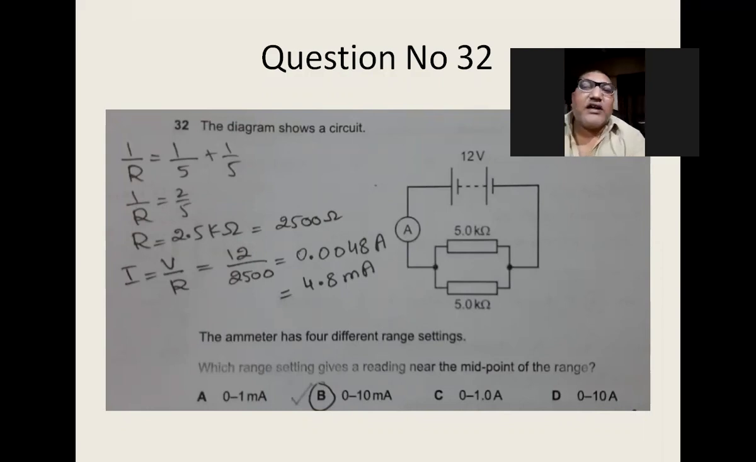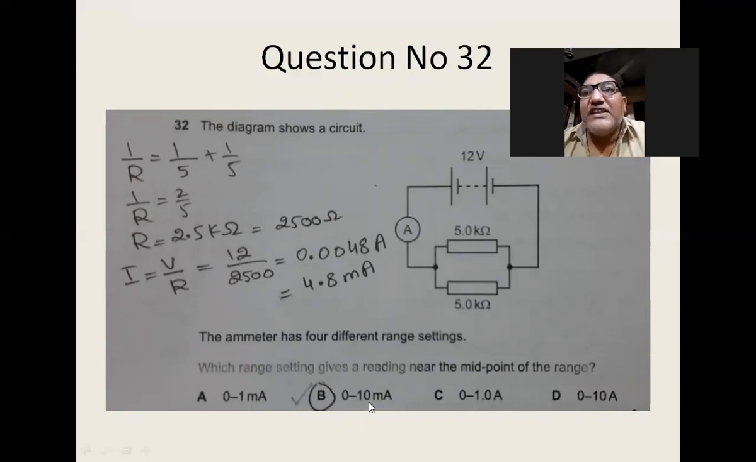So this is the reading in ampere. If you want to convert this reading into milliamperes, you have to multiply it by 1000, because in 1 ampere there are 1000 milliampere. So when I multiplied with 1000, I got 4.8 milliamperes. So the current coming from the battery is 4.8 milliampere, and the reading shown here is 4.8 milliampere.